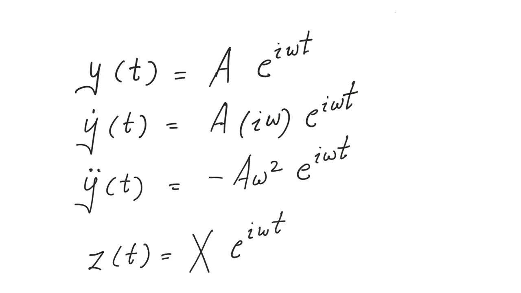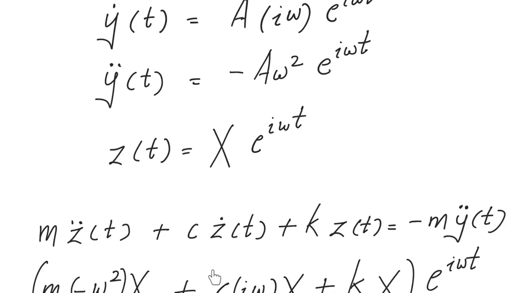The key takeaway is that this particular omega and this particular omega are the same. Now we have an assumed expression for the relative displacement z of t. So z of t is equal to capital X e raised i omega t, where capital X is the amplitude of the relative displacement. The first goal is to arrive at an expression for this capital X, which is the amplitude of our relative displacement.